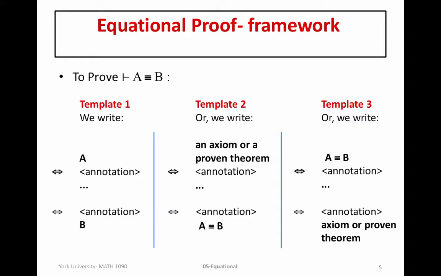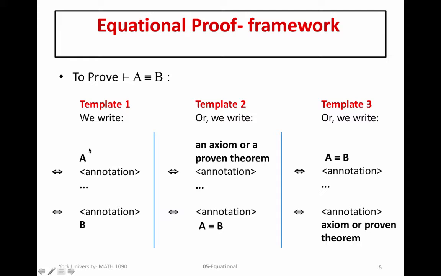Okay, so now we're going to look at this equational proof framework and see how to apply it to prove theorems, either absolute theorems or relative theorems. You can imagine that the most obvious type of well-formed formula or theorem we would want to prove using this equational style proof is some kind of equivalence.